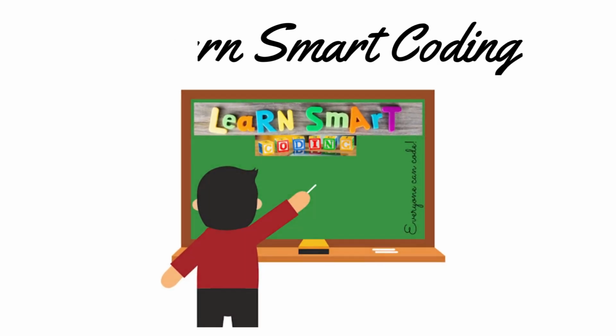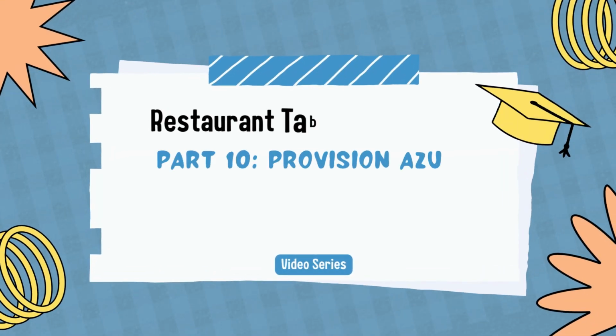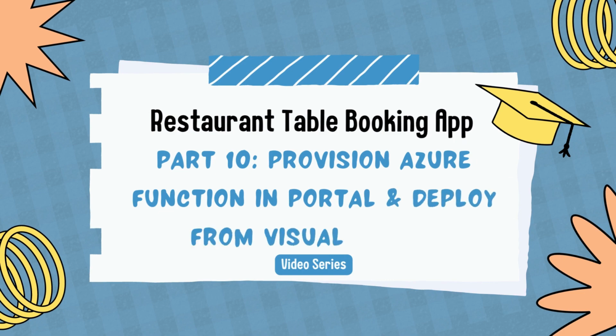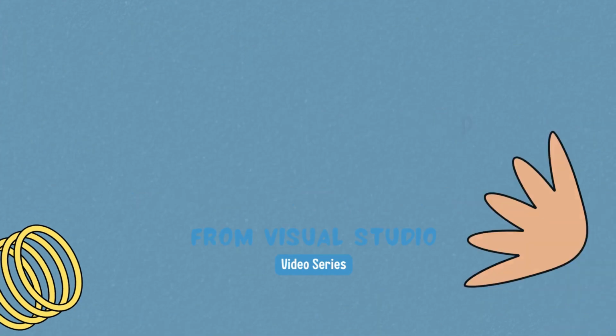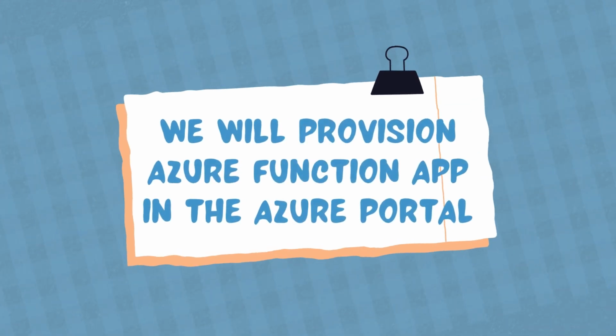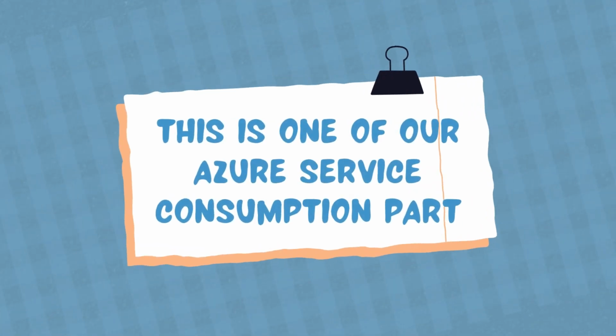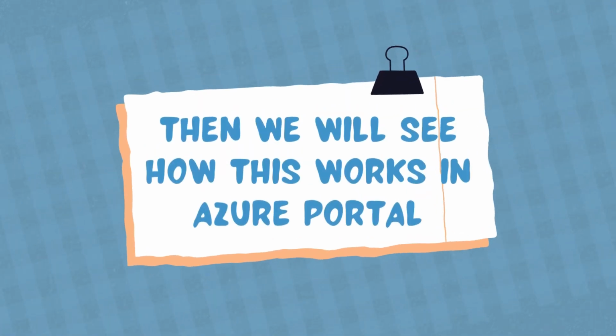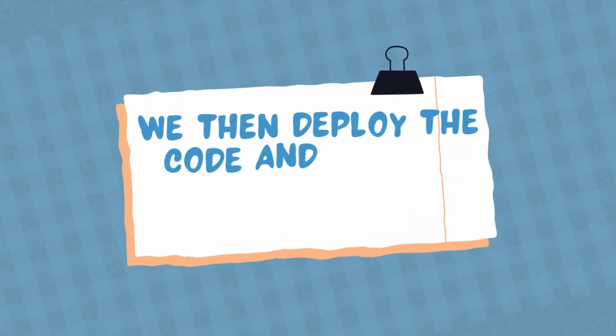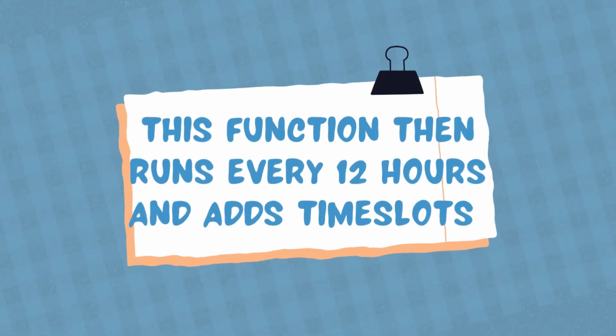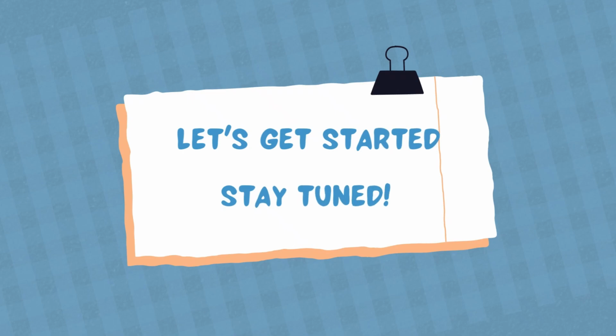This is Restaurant Table Booking App Video Series Part 10, Provision Azure Functions in Portal and Deploy from our Visual Studio Code. So we're going to provision the Azure Functions in the Azure Portal. That will be a part of the consuming Azure services, and we will see how things work in the Portal, and we're going to make our code, which we saw in the previous video, be deployed there and automatically run every 12 hours. Come, let's get started.